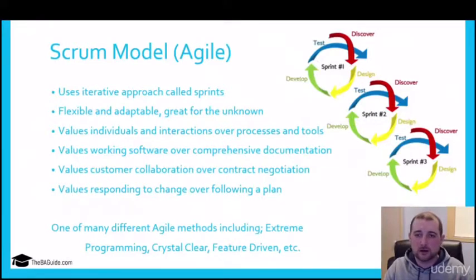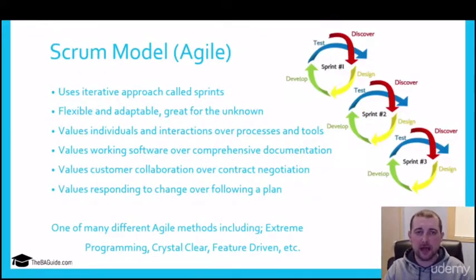If you look up here on my model, the image that I have on there, it shows you that you come in on that initial red arrow on the discover, and you work through a design, which is in yellow. You go through in the green and you develop, and then the blue is you test. And that kicks you to the next sprint. And we'll get more into sprints a little bit later on the next slides.